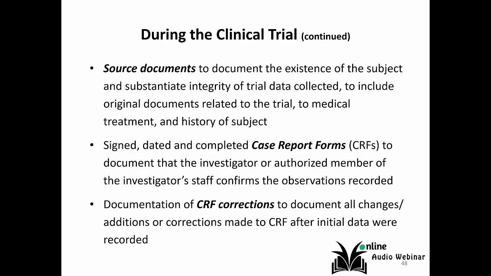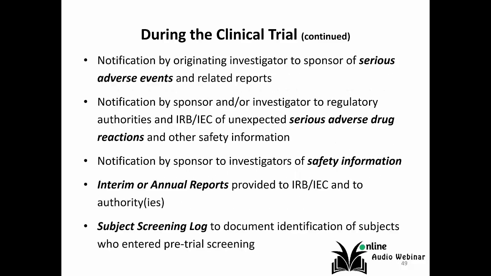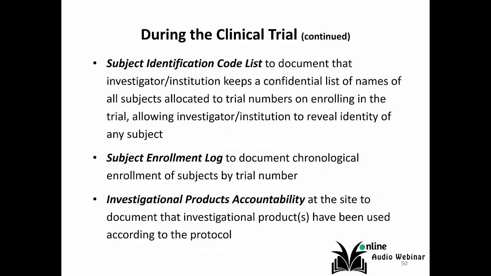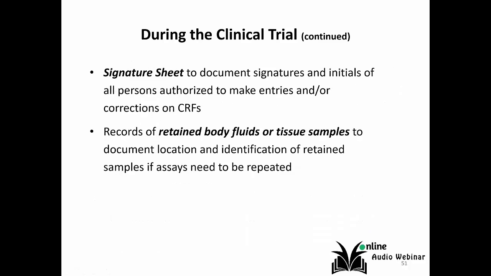Source documents document the existence of the subject and substantiate integrity of trial data collected. Notification by originating investigator to sponsor when there is a serious adverse event. Subject identification code list. A signature sheet will document the signatures and initials of all people authorized to make entries or corrections to the CRFs.